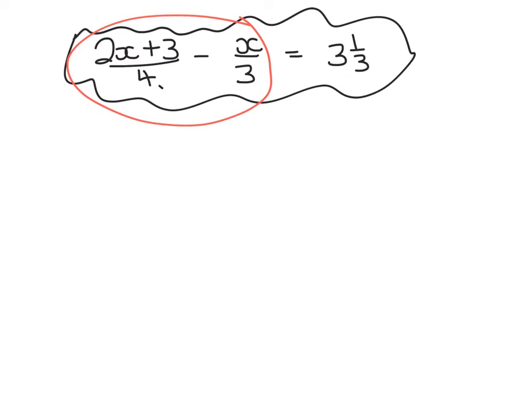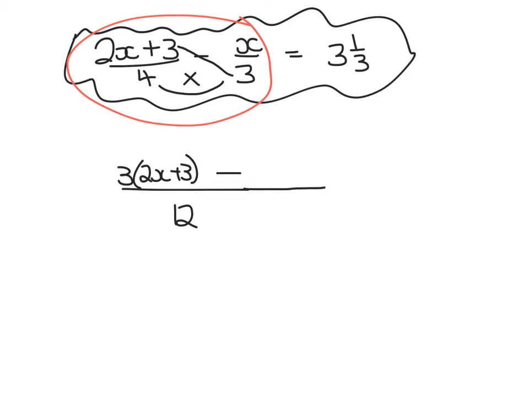All we have to do is multiply the denominators together. So we get 4 times 3. 4 times 3 is 12. And then we multiply that numerator by that denominator. So that'll be 3 bracket 2x plus 3. And we take away from that this denominator multiplied by this numerator. So we're taking away 4x. That's just a revision of what we did last topic.